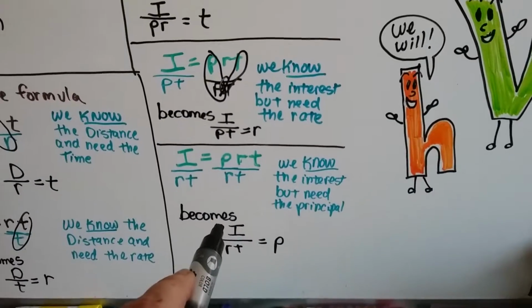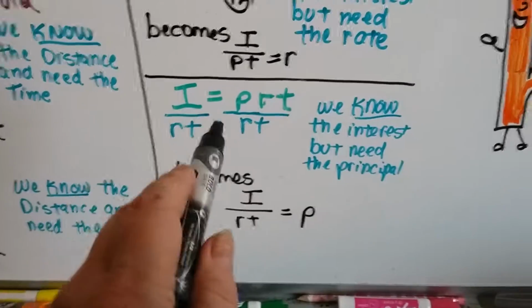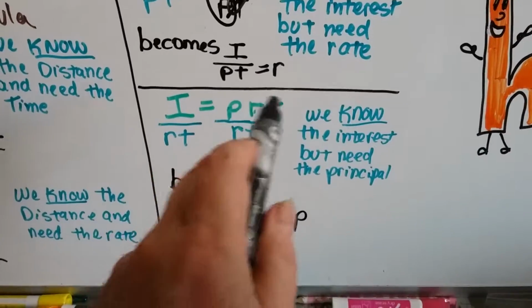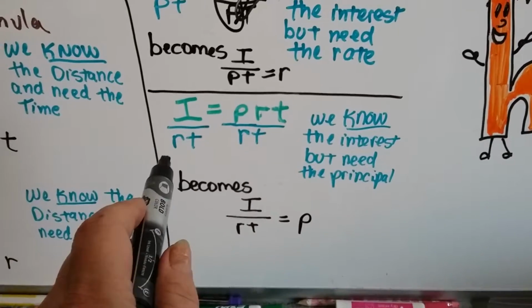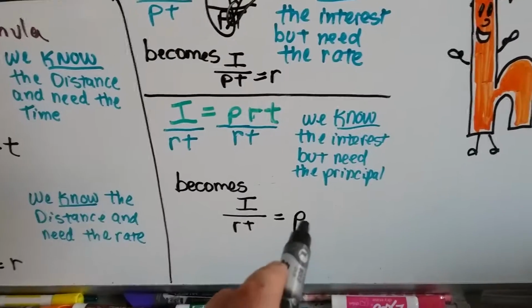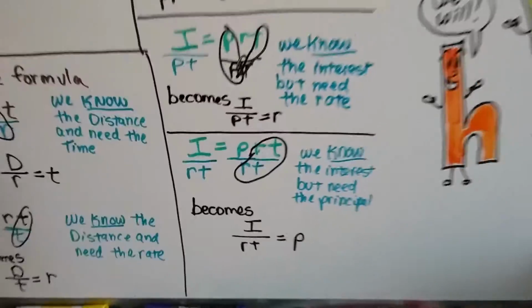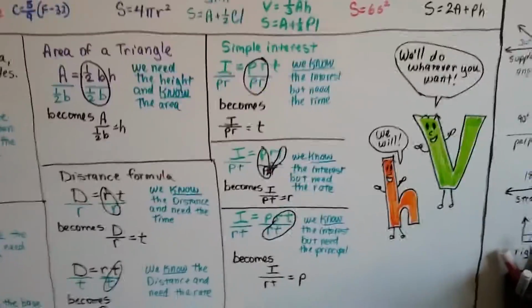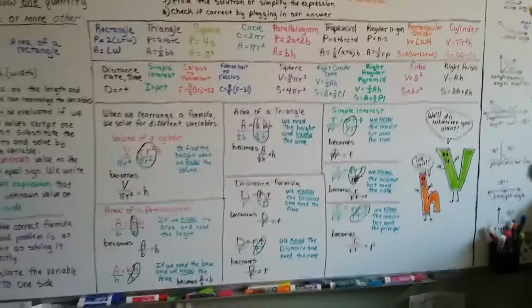What if we know the interest and we need the principal? Same thing. We want to get this p by itself, so we need to get rid of this rt. So we divide both sides by the rt, and we have the interest divided by the rate times the time is going to give us the principal. And now these guys are gone, aren't they? See? You could do this. You can boss these formulas around. I think you're tough enough to handle it.